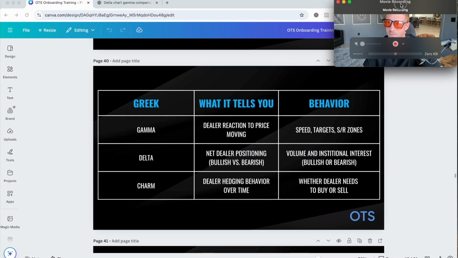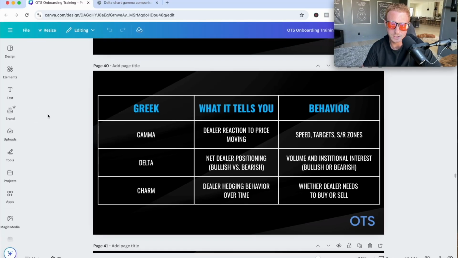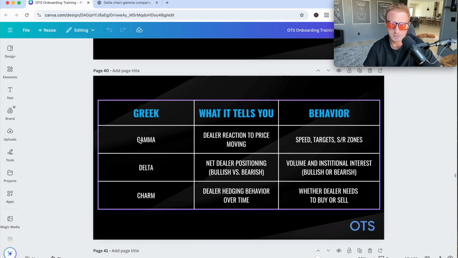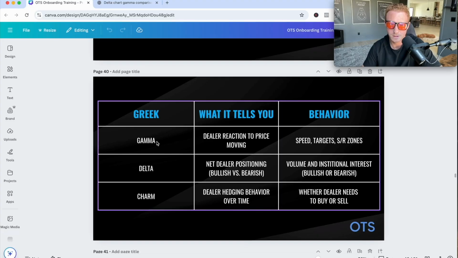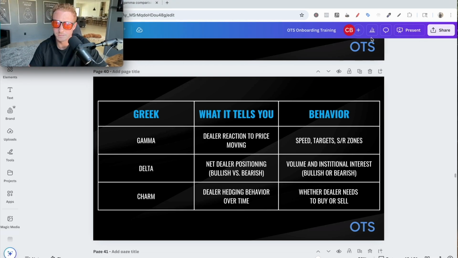So anyways, we got the Greeks on the left. I made this little table, little cheat sheet, if you want to screenshot this or something. But we got the Greeks right here. We got gamma, delta, and charm. We just went over all those. What it tells you and the behavior you can expect in the market. All right, so let me move myself and get my little pen.